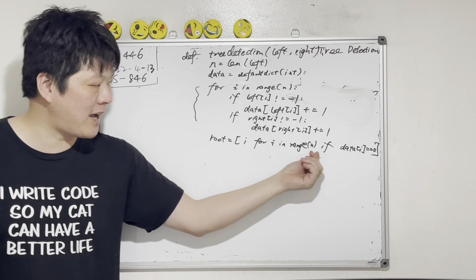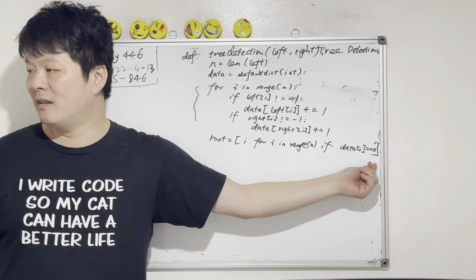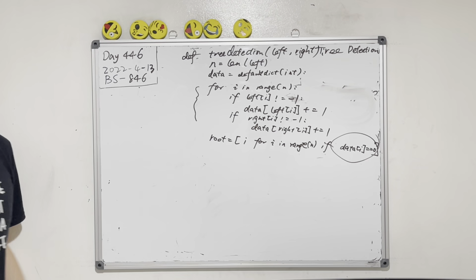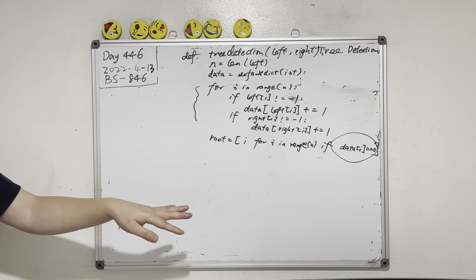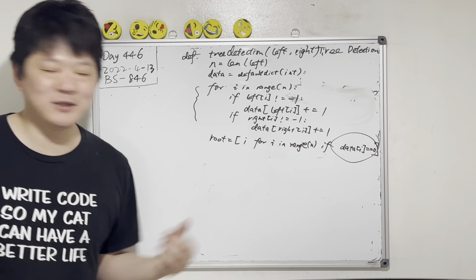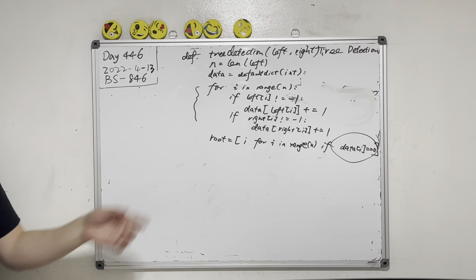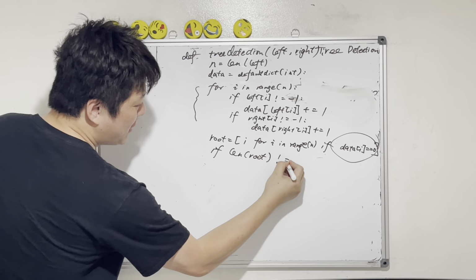For i in range n, if the in-degree of i equals 0, right? What does this equal 0 mean? Data[i] equals 0. What does it mean? It is a default dictionary, so the in-degree is nothing. There's no edge going in. So that's a root. Okay, so look, if the length of the root is not equal to 1, then we need to return what?